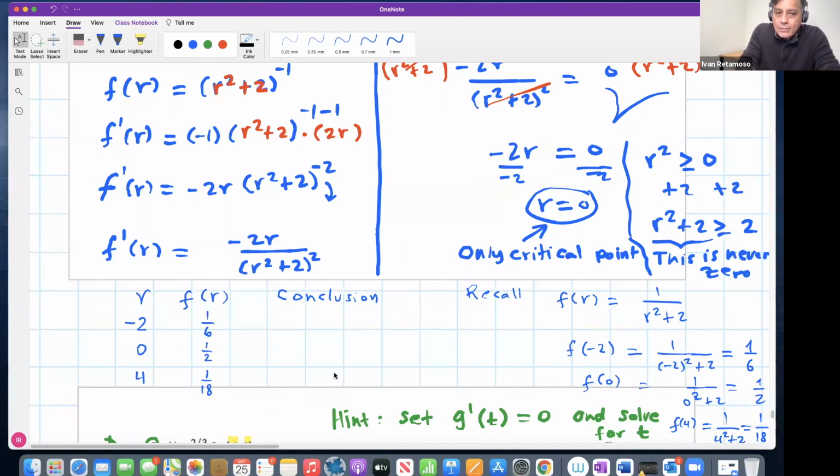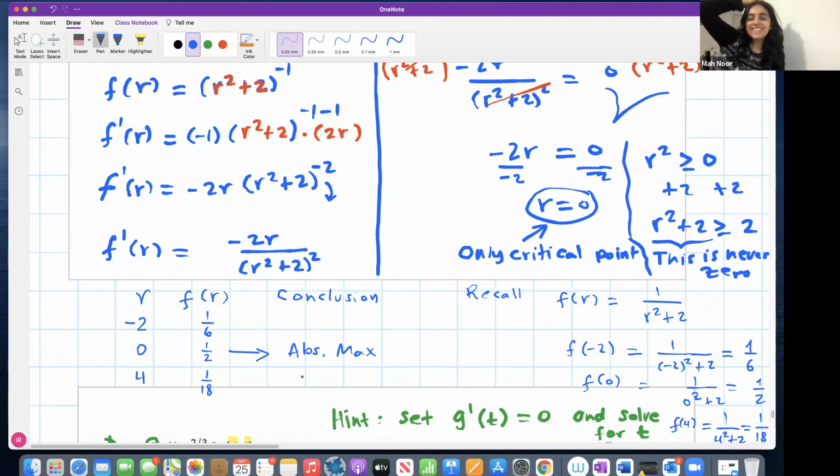Great. Conclusion. Now, anyone could tell me what is the absolute maximum and what is the absolute minimum? Absolute maximum first. 1 divided by 2. Excellent, this one is the absolute maximum. Think of a pizza: half of a pizza is better than a slice, 1 over 6 or 1 over 18. That's how I compare fractions.